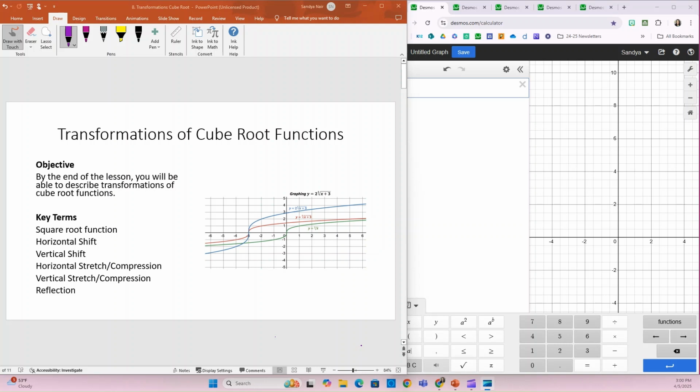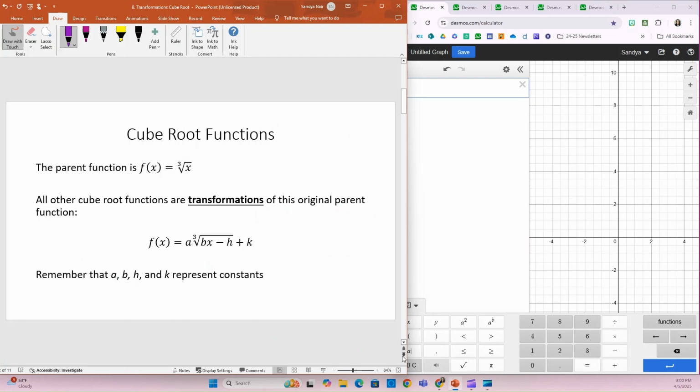So in this video, we're going to talk about how to describe transformations of cube root functions. The parent function of cube root functions is the cube root of x, and all other cube root functions will represent transformations of this parent function. So the transformed functions will all have the form a cube root of (bx minus h) plus k, where a, b, h, and k are constants that represent how the function has been transformed from the parent.